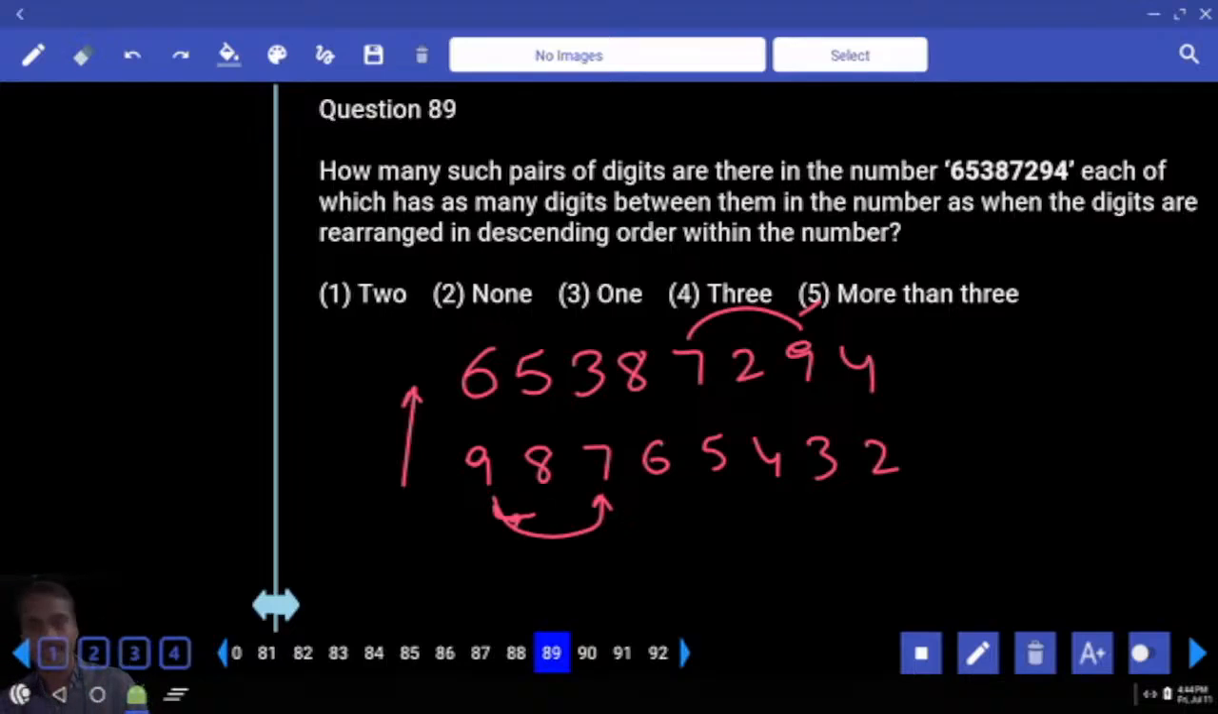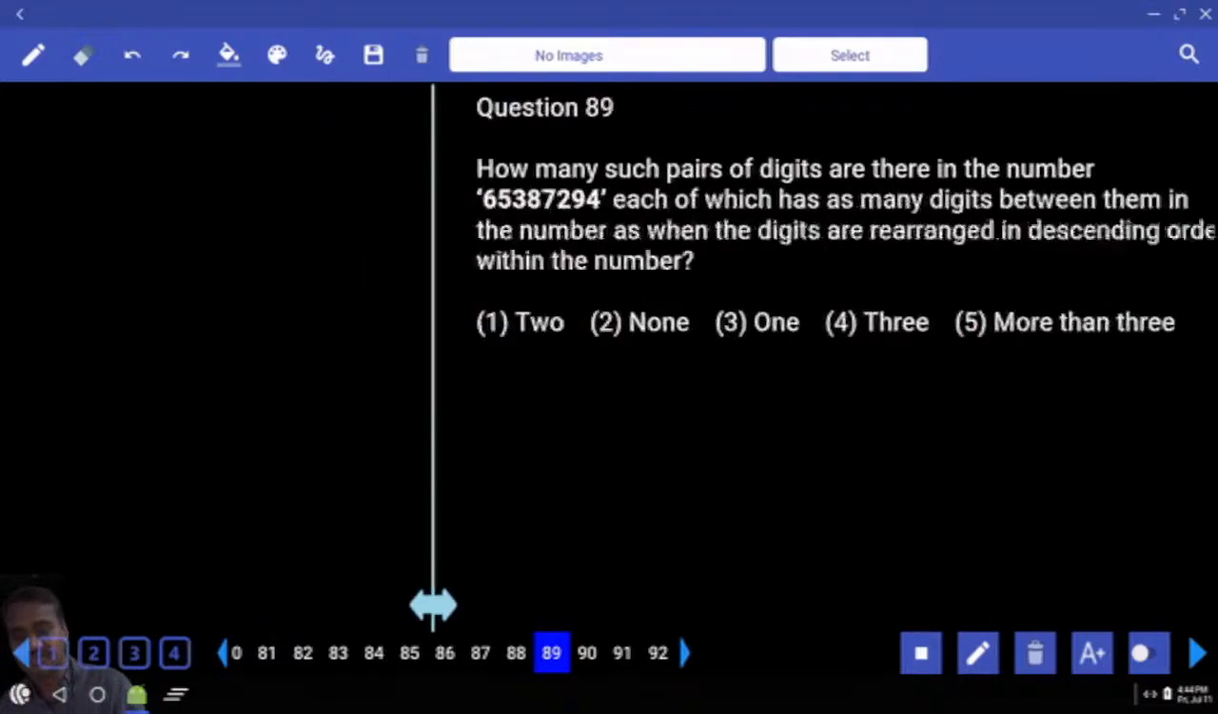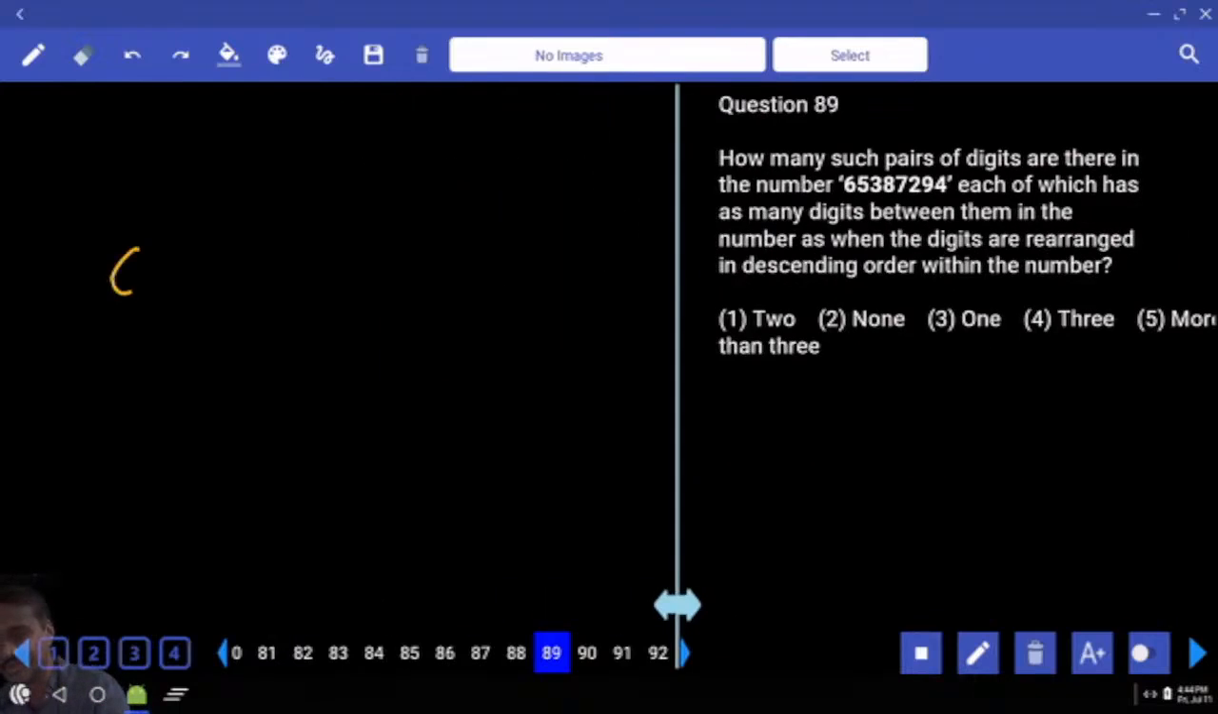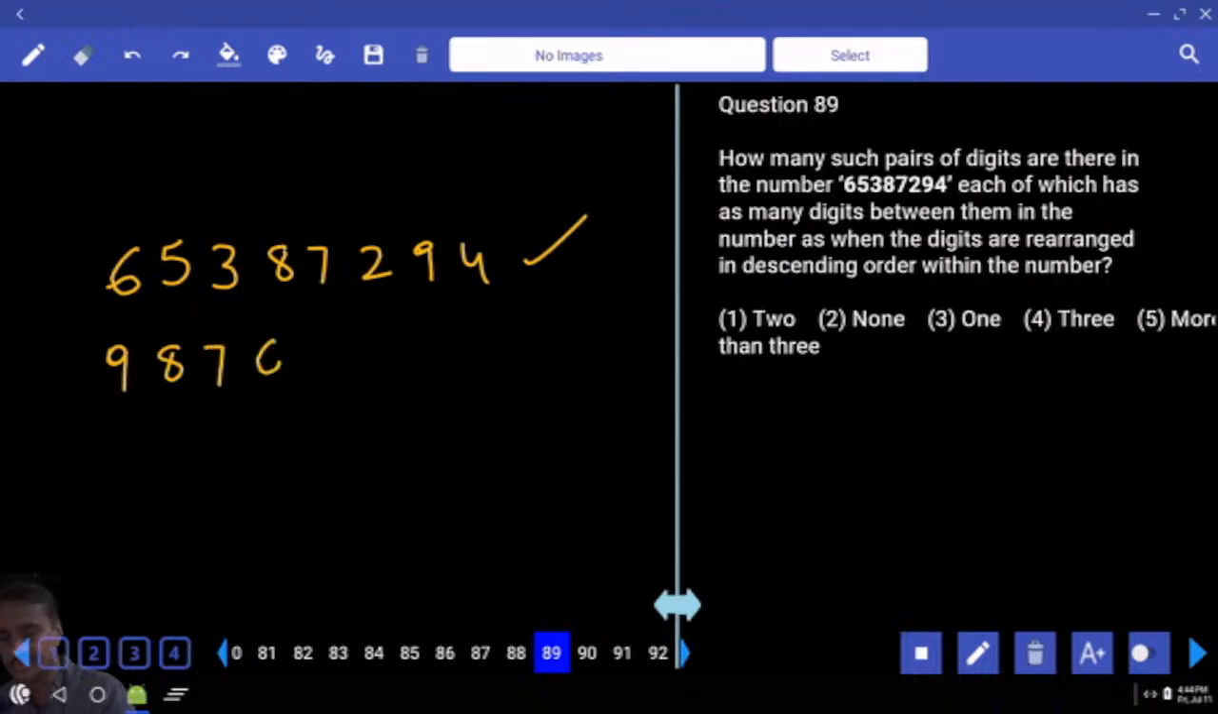Are you following? Regular questions you would do easily. Here we are not comparing with the number system. Rather, we are comparing with what? 6, 5, 3, 8 and 7, 2, 9, 4. This is the original number. We have to compare with this original number. Then they were arranged in descending order: 9, 8, 7, 6, 5, 4, 3, 2.